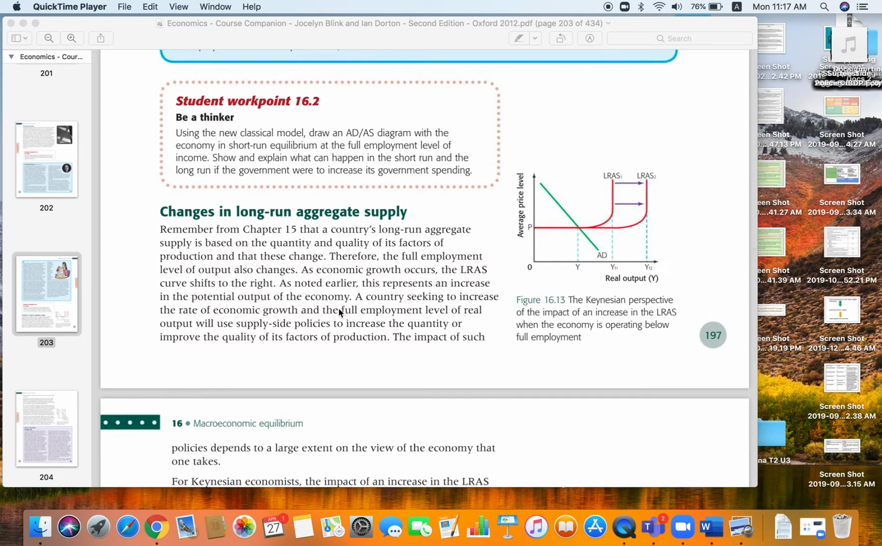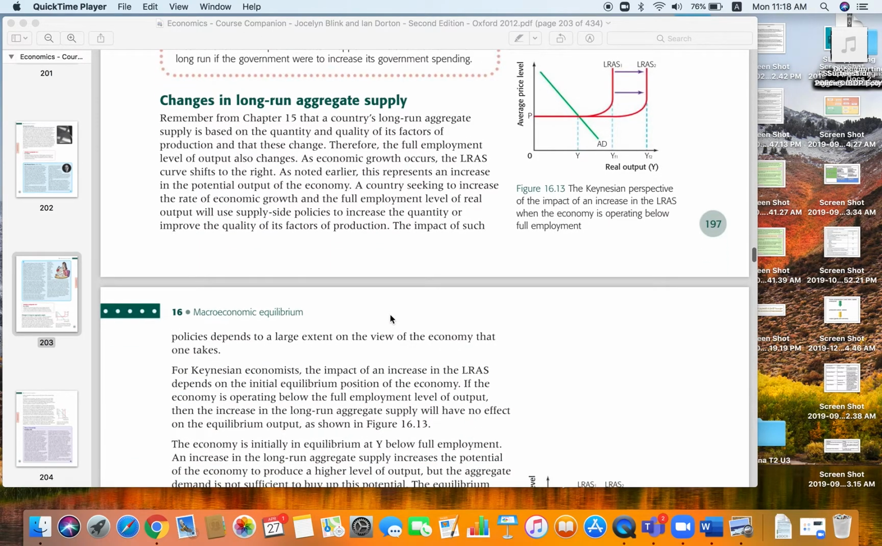So let's take a look at changes in long-run aggregate supply. So remember, way back in chapter 15, wasn't that long ago, was it? A country's long-run aggregate supply is based on the quantity and quality of factors of production. Therefore, when you reach full employment, output is also going to change. So there could be instances where there's a shift if we have an increase in the quality or quantity of resources. So let's say you found a new natural resource, or there's improved technology, so there's better quality output, things like that. There could be a shift in the long-run aggregate supply curve.